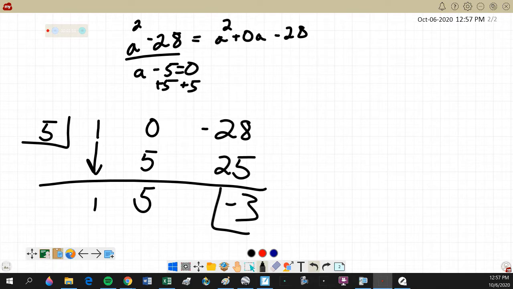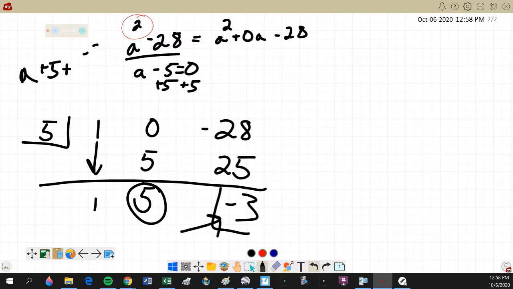Okay? So the original equation was an a squared. So the new equation will be an a. So 1a, or just a, plus 5, plus my remainder, -3 over a minus 5.